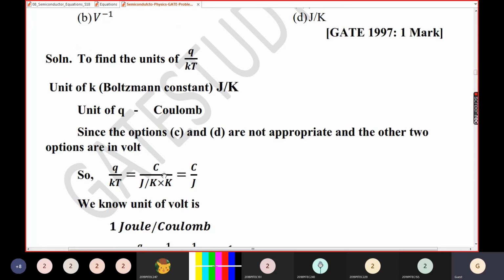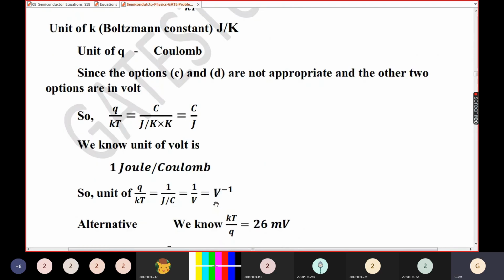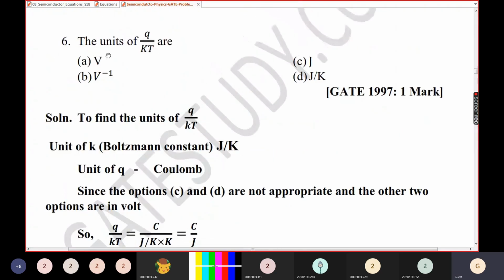So you can substitute directly here C divided by J divided by K into K. Automatically K and K will get cancelled. C divided by J will come here, so 1 divided by J by C. The unit of J by C is V, volts. So V power minus 1 is the unit of Q divided by K into T.